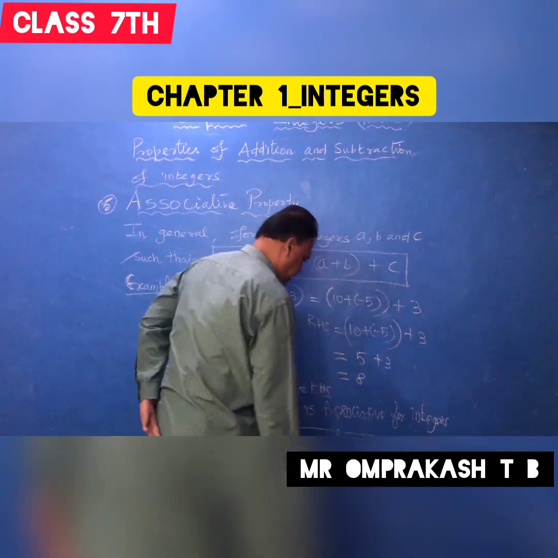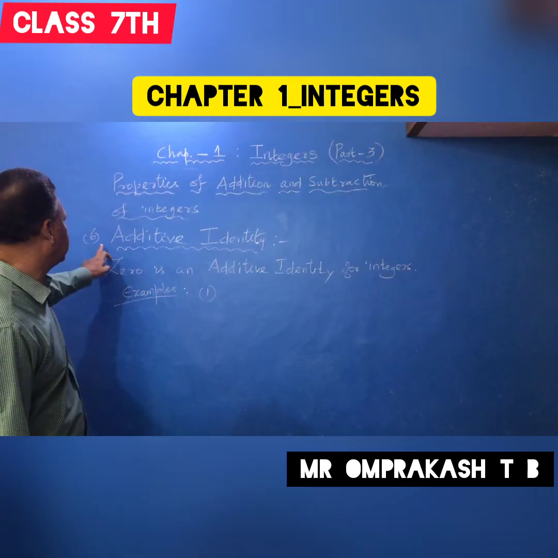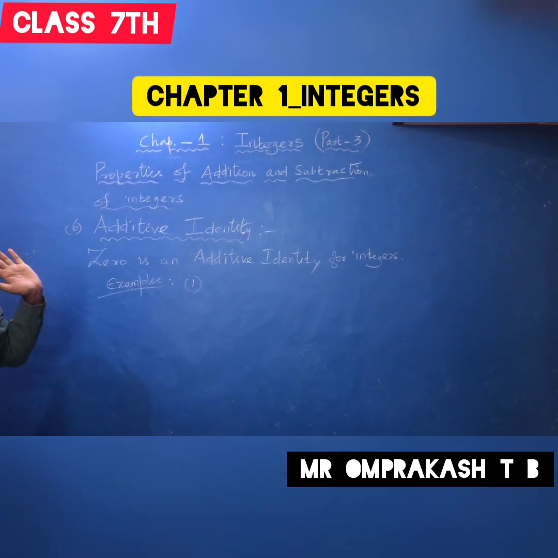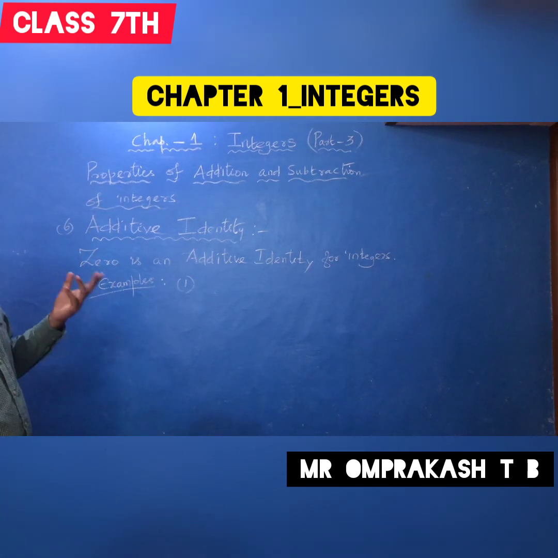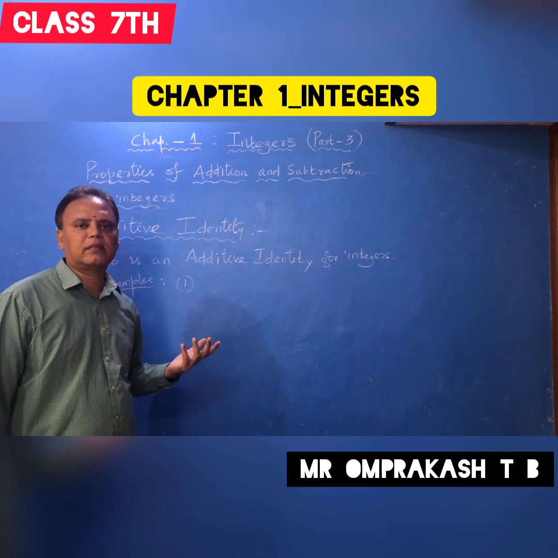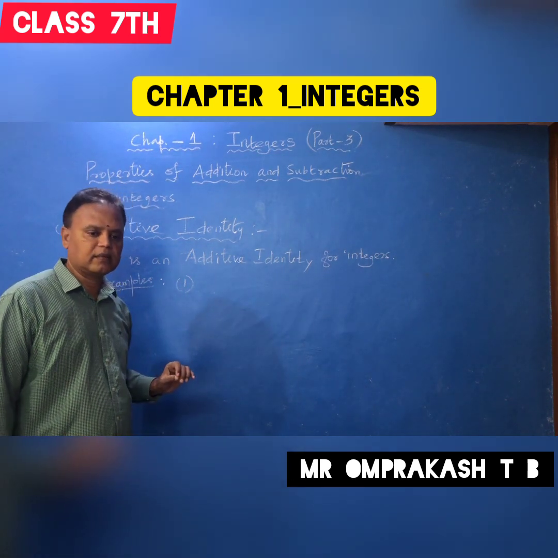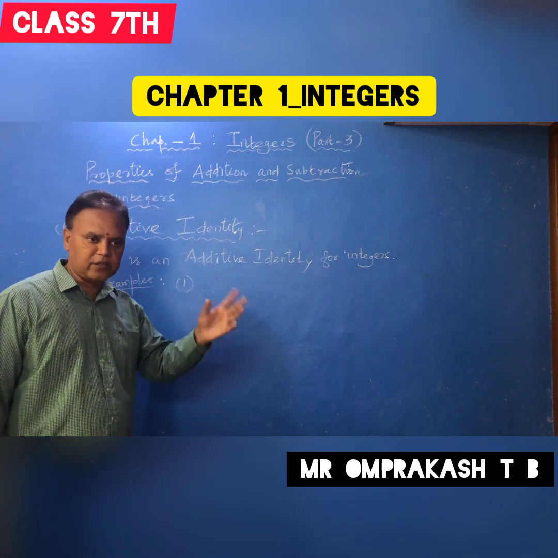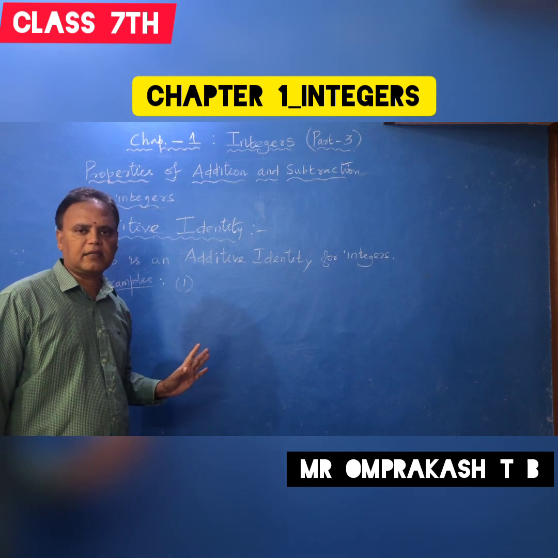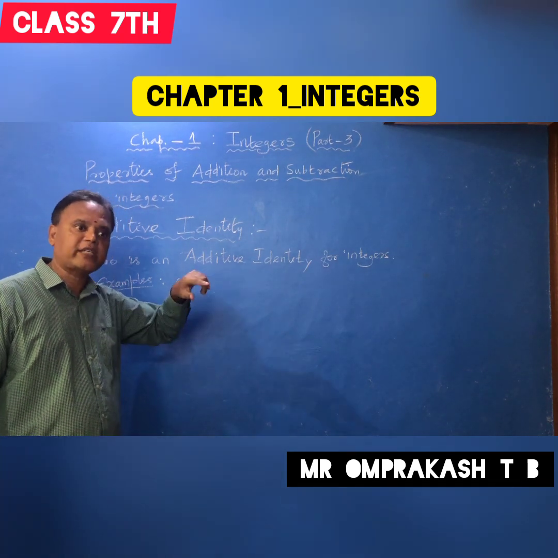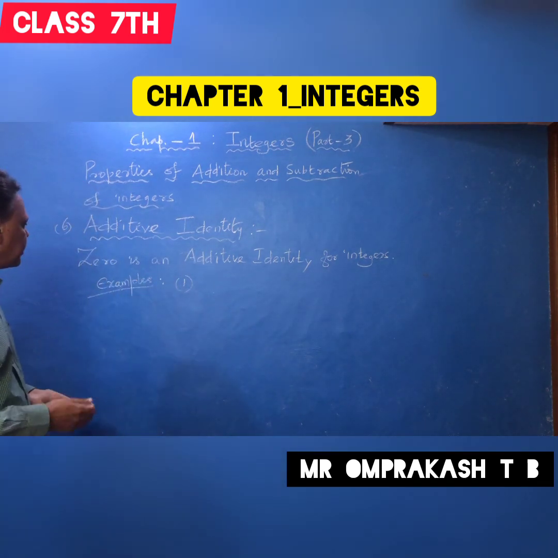Integers, addition is associative. Okay. So we will see the additive identity. What is additive identity? Say you add any number with 0, you will get the same number. Add any integer with 0, you will get the same integer. So here 0 is acting as additive identity.